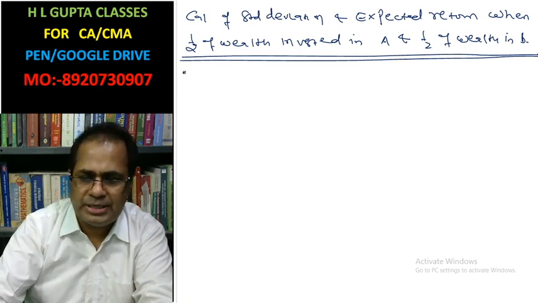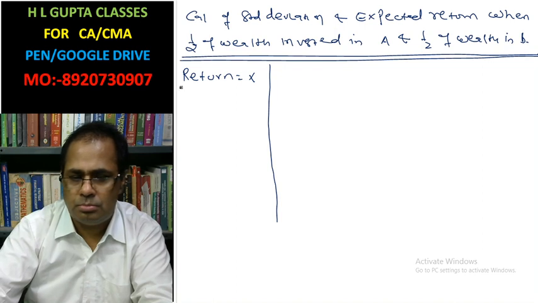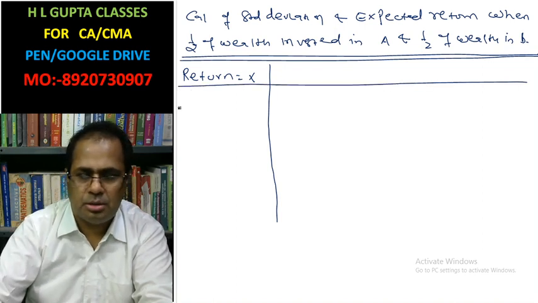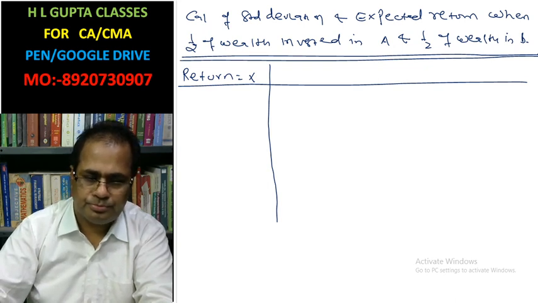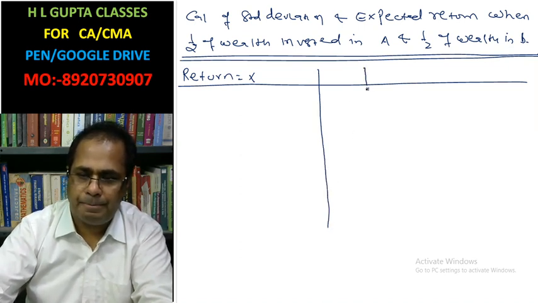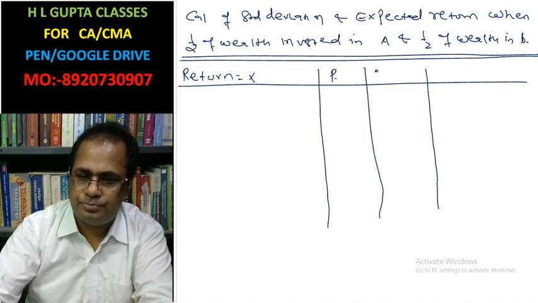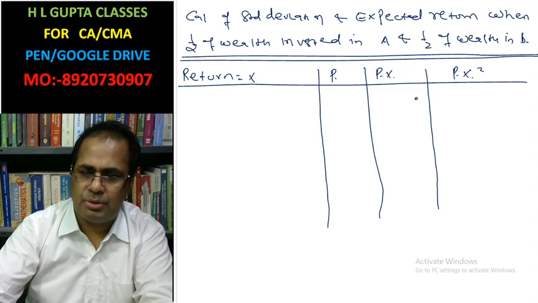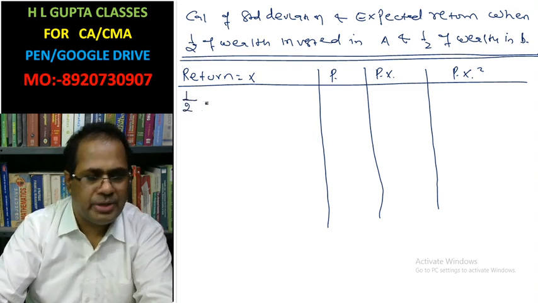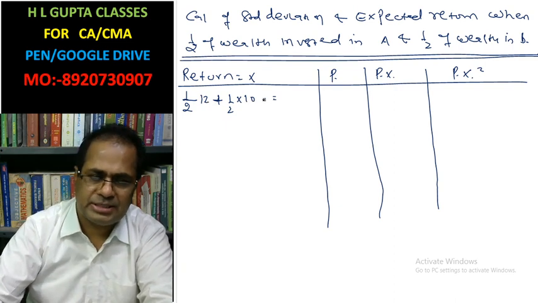Okay, what will be the return in this case? Return, that is the X return. Please try to understand in this case. This is the return, this is Pi, Xi, X square. Half of A's return is 12 plus half of B's return is 10. So this is 6 plus 5, that is 11%.